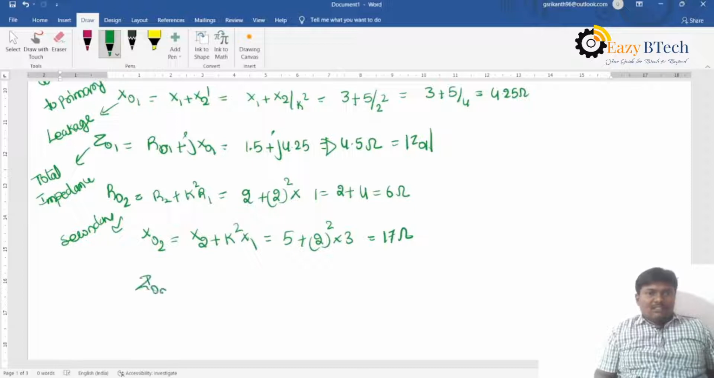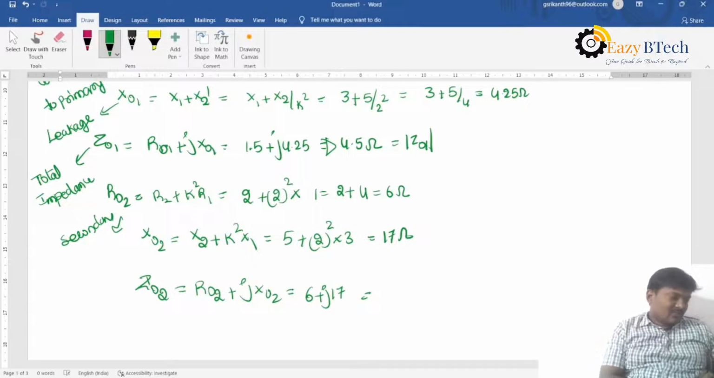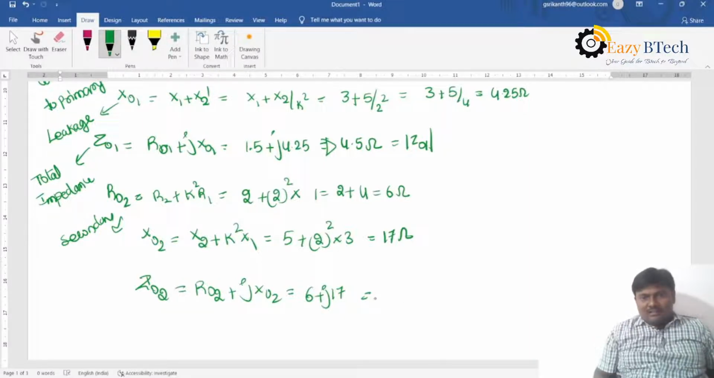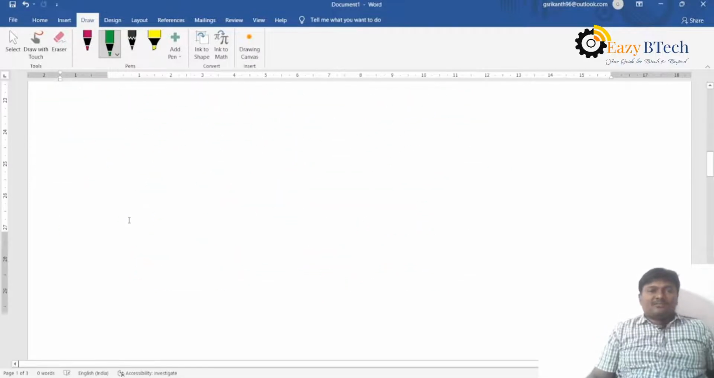Then the total impedance when referred to secondary is R02 plus jX02, 6 plus j17. If you want to find the magnitude, root of 6 square plus 17 square, so this magnitude is 18.027 ohms. Okay, so this is called the magnitude of Z02.